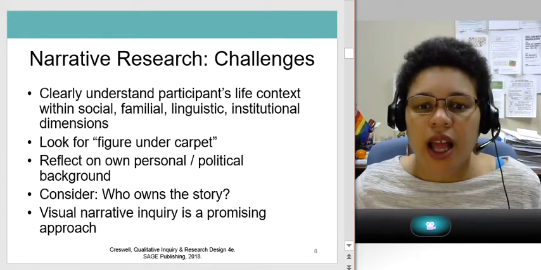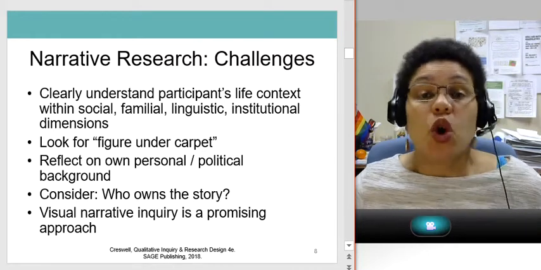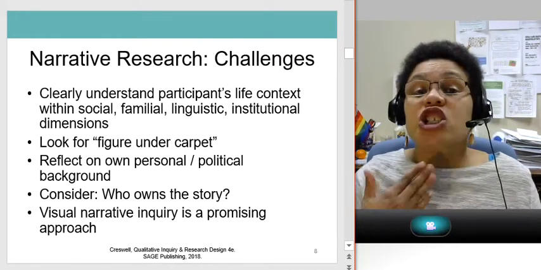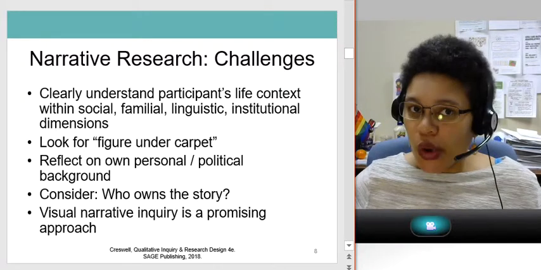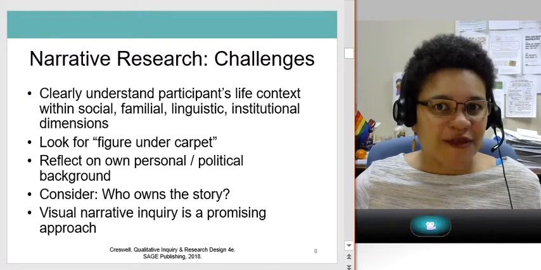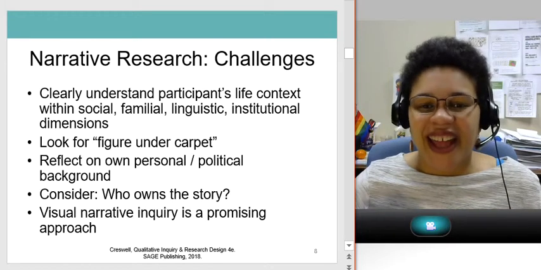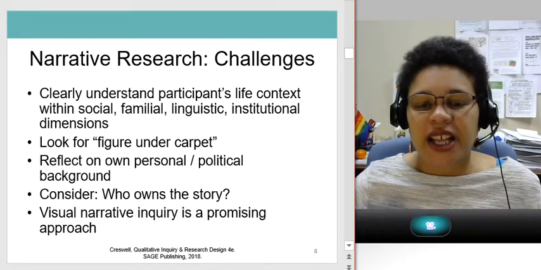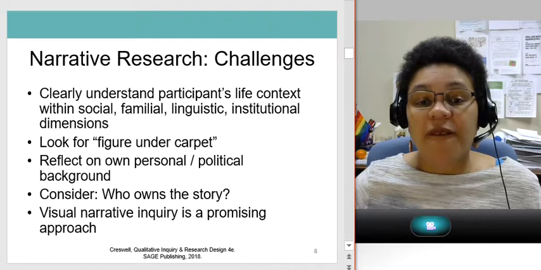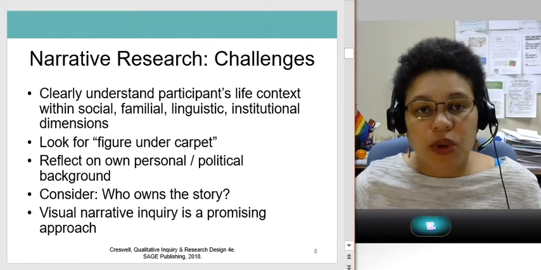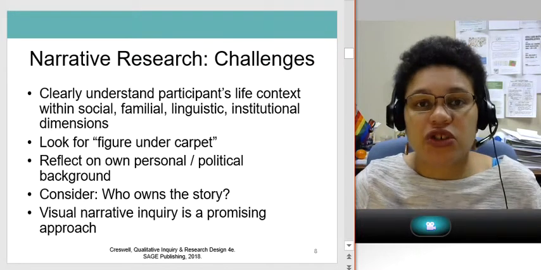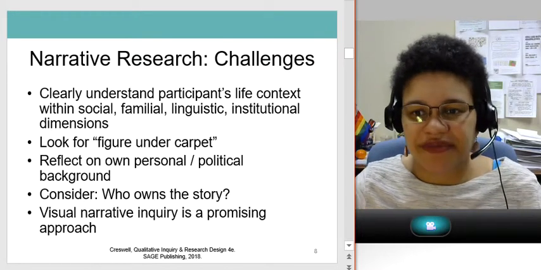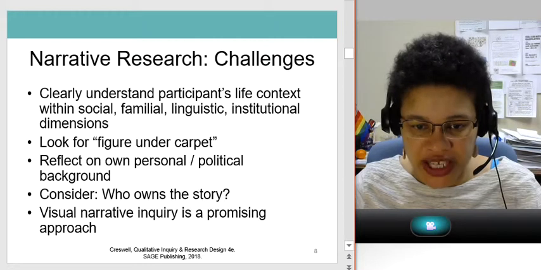Okay. One thing to consider is who owns the story. Okay, the person told it to you, but then you reshaped it. Okay, who owns the final product? And a visual narrative inquiry is a promising approach. How can the images be used to help tell a story? And I wanted to share with you an example.